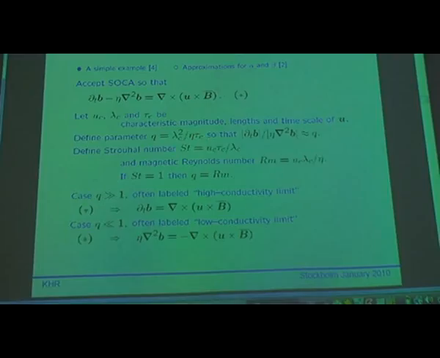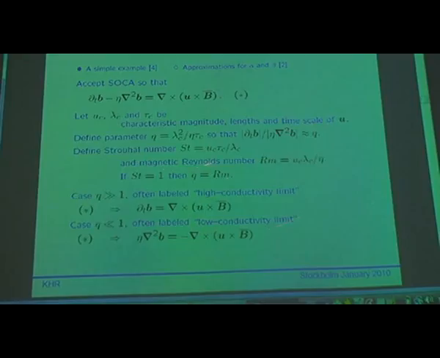That means lambda c squared over eta is the decay time of a magnetic structure with the characteristic length lambda c, and q is the ratio of this decay time and the characteristic time tau c. This quantity is just good for an approximation of the importance of these two terms in this equation. The ratio of the magnitudes of these terms is just q.